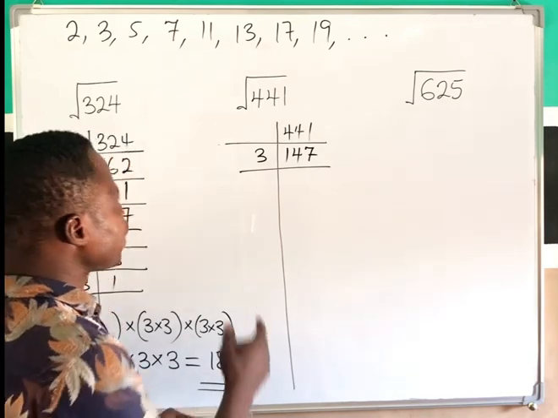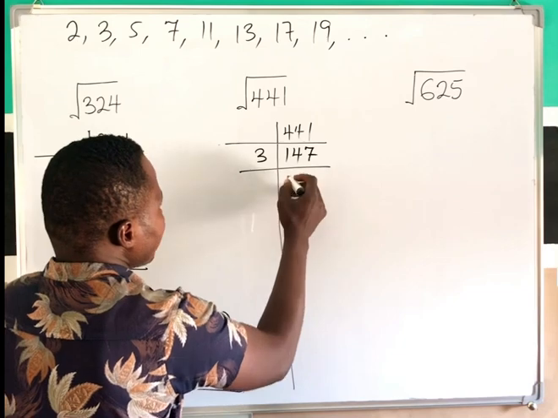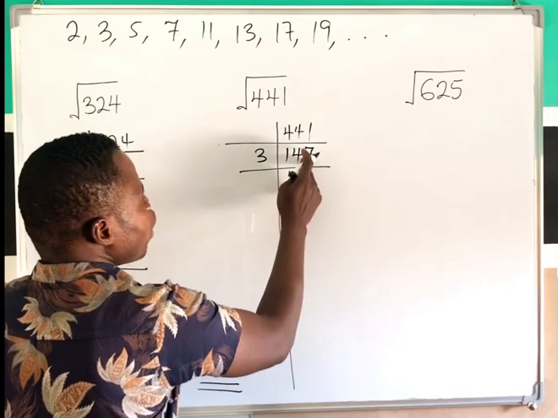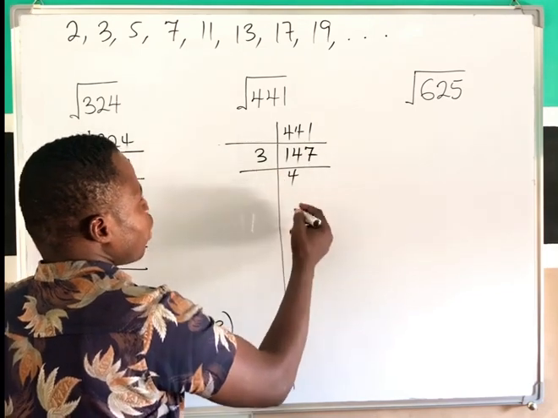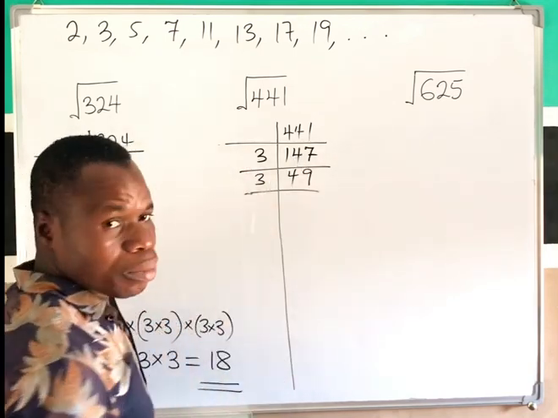Then we'll still use 3. Can 3 go into this? Yes, 3 can still go. Because 3 into 14 is 4, remainder 2. Then you bring the 2 in front of 7, 27. 3 into 27, that is 9. So meaning 3 times this, I'll get this.